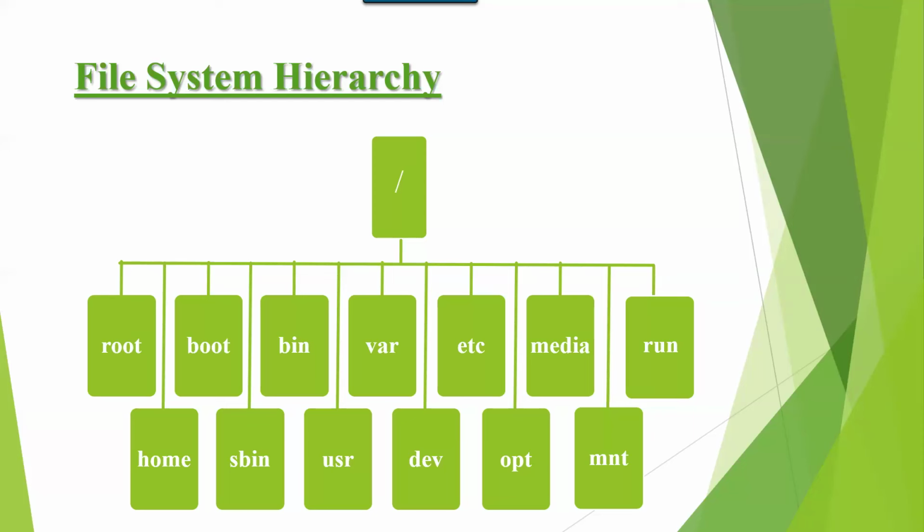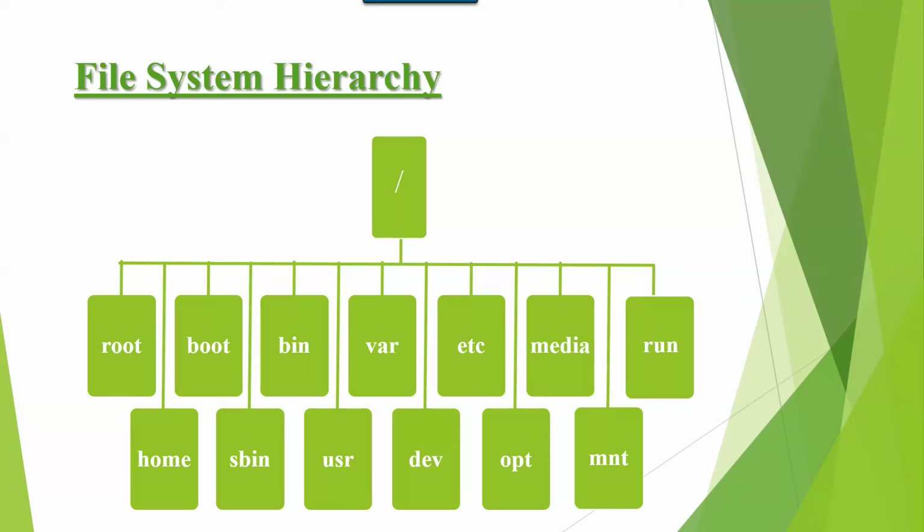The next one is run. Run contains external devices information and kernel information from RHEL 7 version. Up to RHEL 6, boot contains the kernel. Up to RHEL 6, media contains external devices information, removable devices information. From version 7, run contains kernel information and external devices information. So these are the default directories we have in Linux.